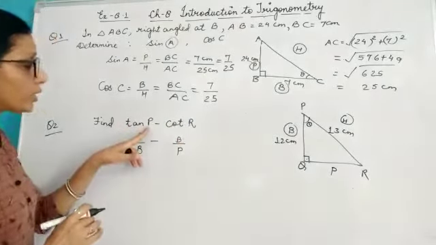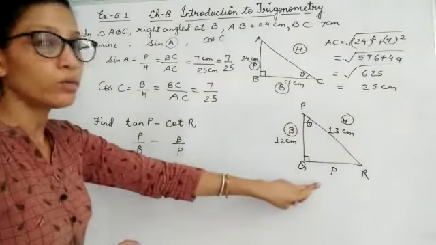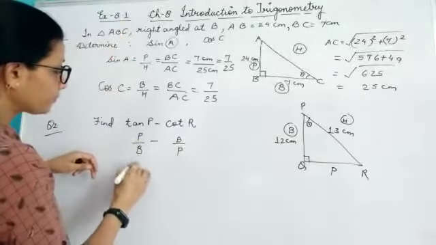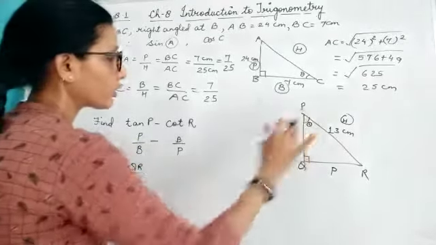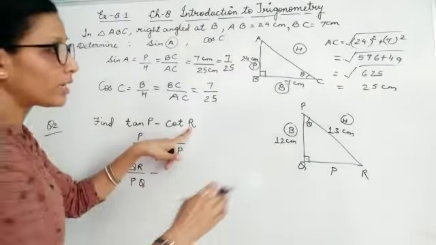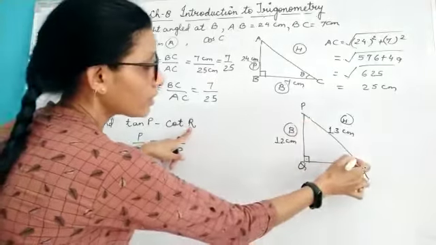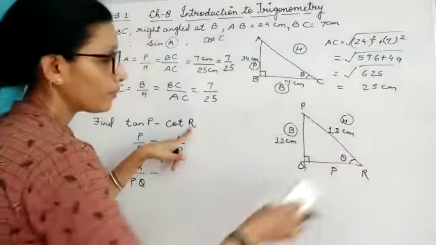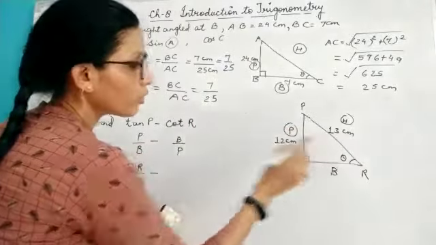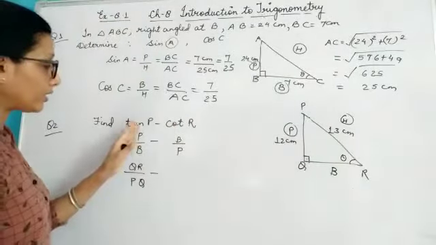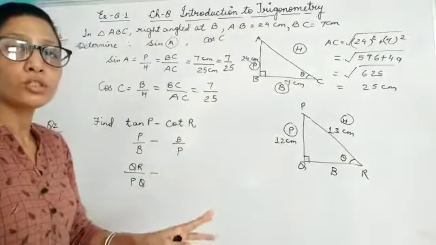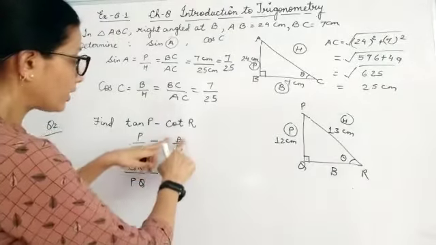But when I am taking tan P, then my base and perpendicular will be these. So here perpendicular is QR upon base is PQ. Now when you are taking cot R, that means you are placing this theta here. That means opposite to theta it should lie perpendicular, and here it should be your base. So when the angles are different, you have to change the positions of perpendicular and base. So here it is B by P.